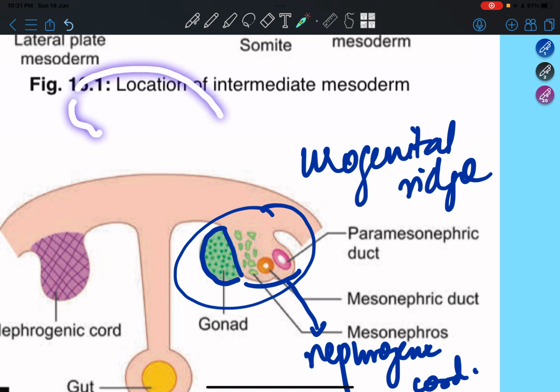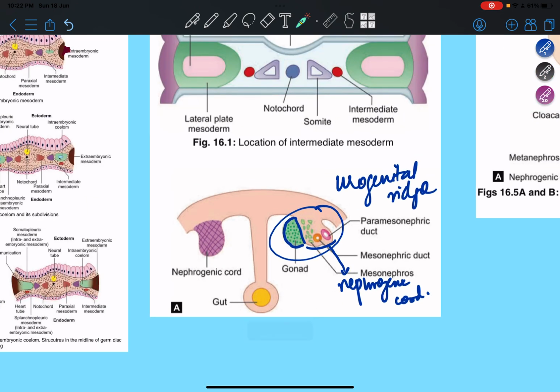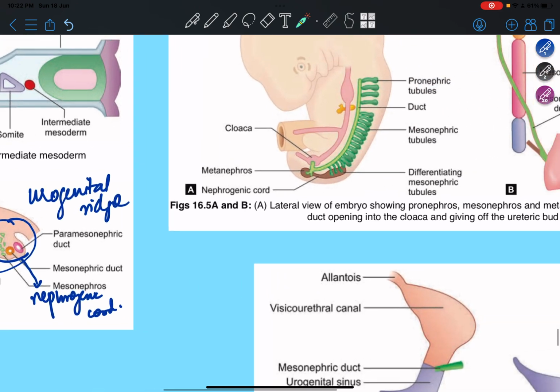So again, if this is the embryo, we have the gut tube here. We have the nephrogenic cord, one on each side, lateral to it. It extends from the cervical region till the sacral region. At different points it differentiates into different structures, and eventually we have our adult kidneys. So that's all about the preview. Now I'm going to talk about the main topic.